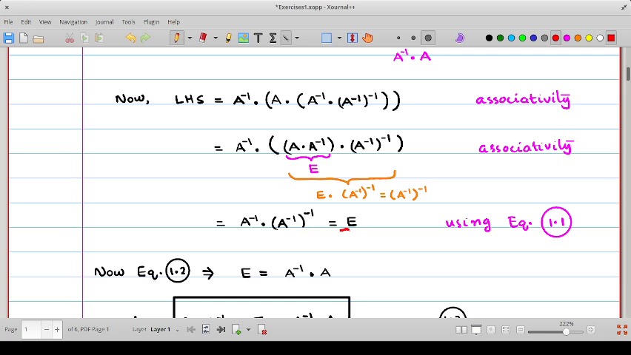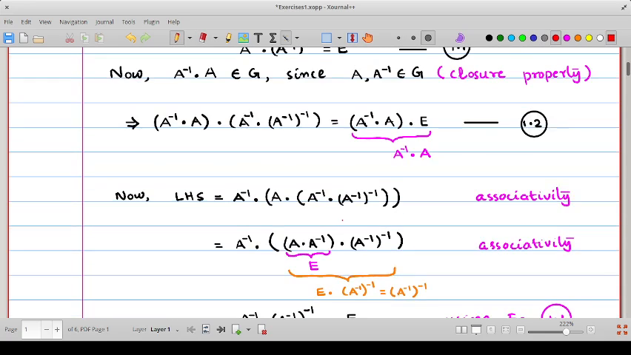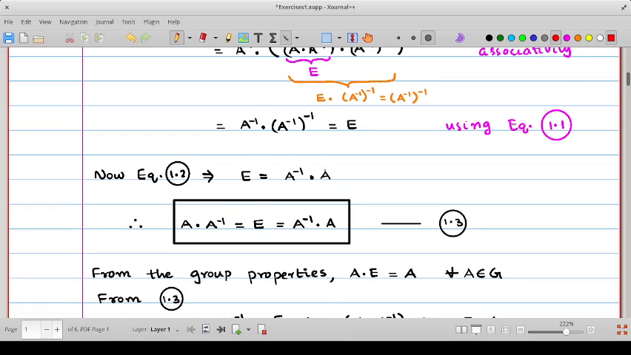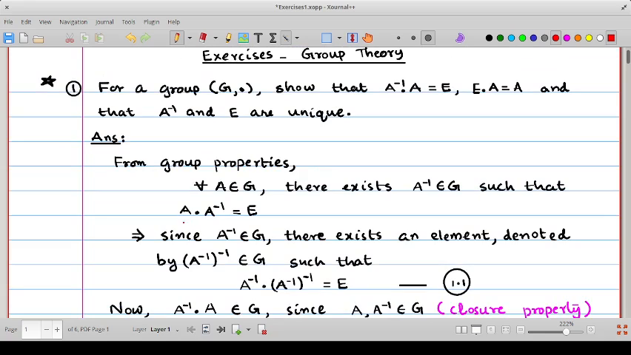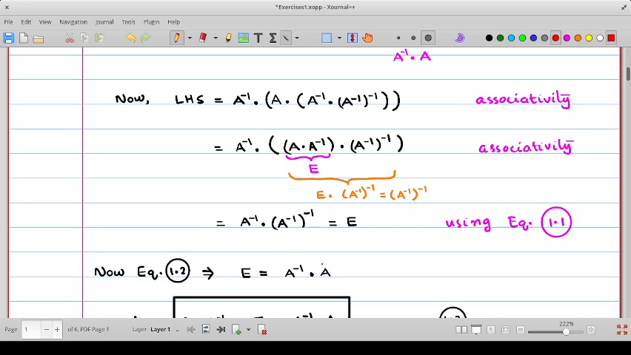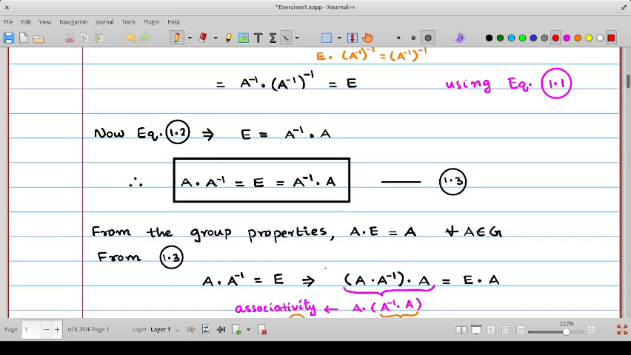So on the left hand side I have the identity E, and on the right hand side I have A inverse A. So that means identity is equal to A inverse A. But from the starting definition, I know that A dot A inverse is equal to E. Now we have proved that A inverse dot A is also E. So together we get the result A dot A inverse equal to E equal to A inverse A.